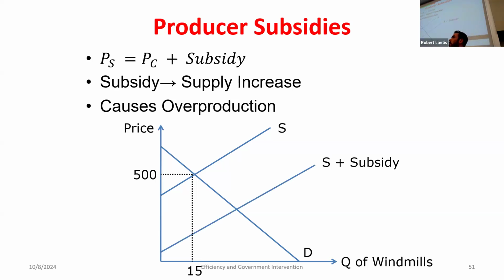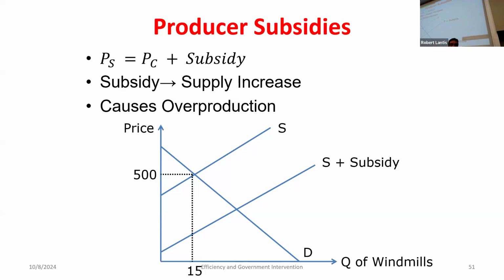So if I give producers a subsidy, essentially their cost is whatever it was before, but now if it cost me 200 and the government's giving me $150, how much did it really cost me? 50. It cost me a lot less. So at every quantity, the cost to those suppliers is going to be whatever their cost would have been minus that subsidy, because it was reducing producers' costs.